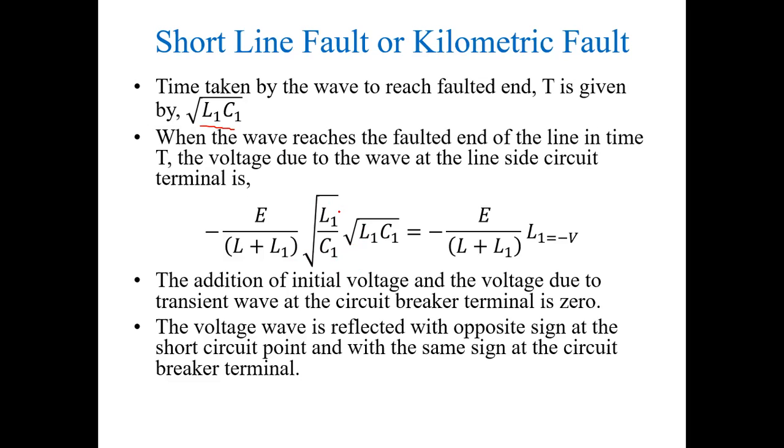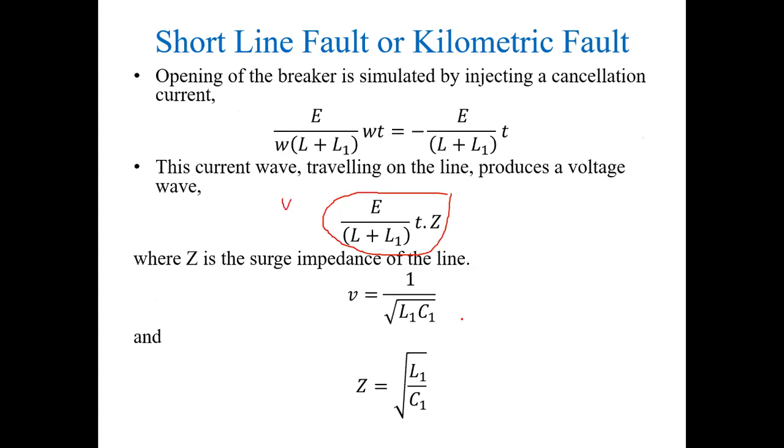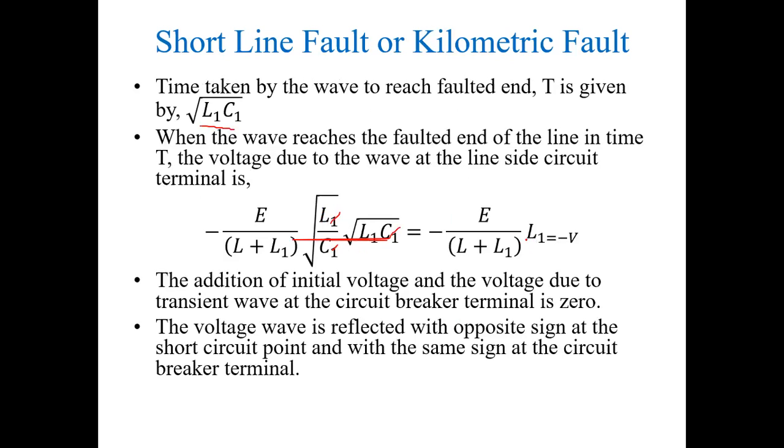If you simplify this, the C1 and C1 get cancelled, and here you will be getting square root of L1 square. If you take it outside, you will be getting L1. Therefore, the magnitude is given by minus E divided by L plus L1 into L1. That is nothing but the magnitude of minus V1. Already here we have seen the magnitude of V is L1 divided by L plus L1 into E. Now we have calculated another value of V, that is equal to minus E divided by L plus L1 into L1. So what is this one? It is nothing but minus V.